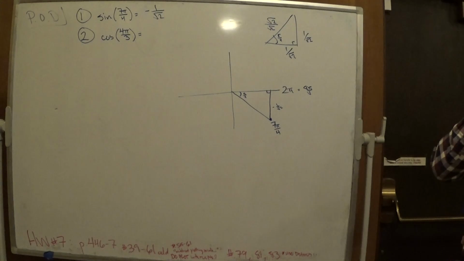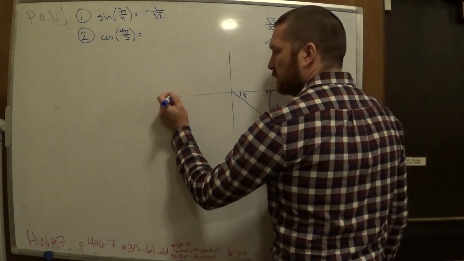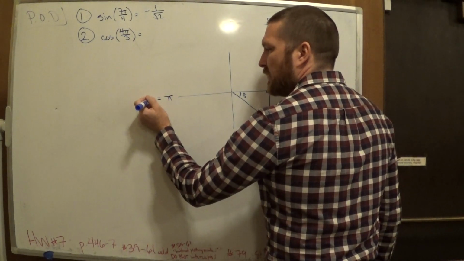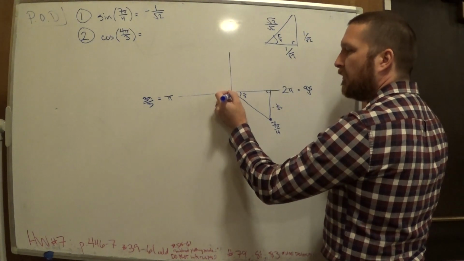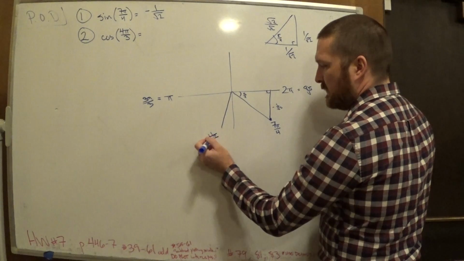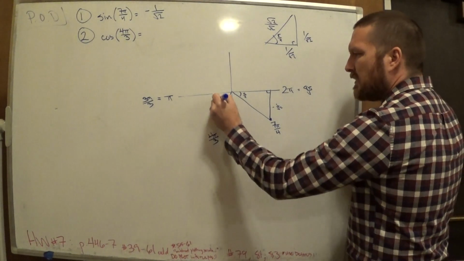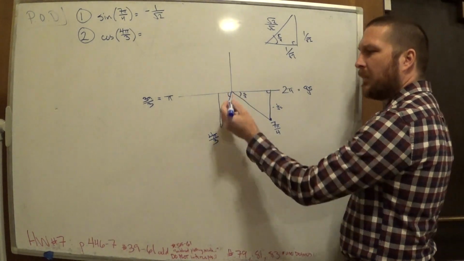Okay, so what about cosine of 4 pi over 3? Negative 1/2. Let's check it. So this guy is 3 pi over 3. One more of them will be 4 pi over 3. You should know where these guys are, because that's going to make your life easier. And so then, if that's the case, what's this angle right there? Pi over 3.